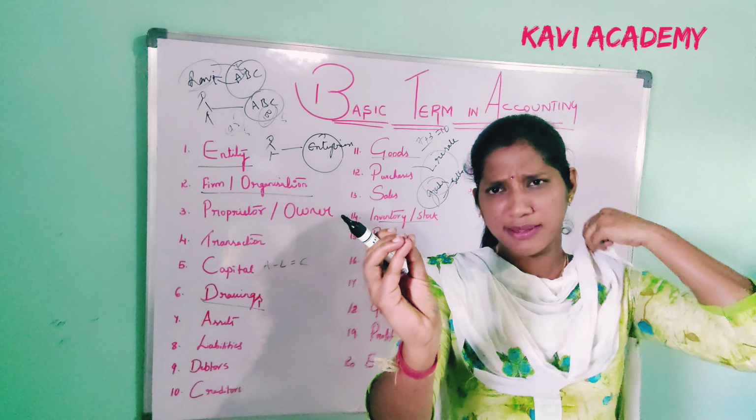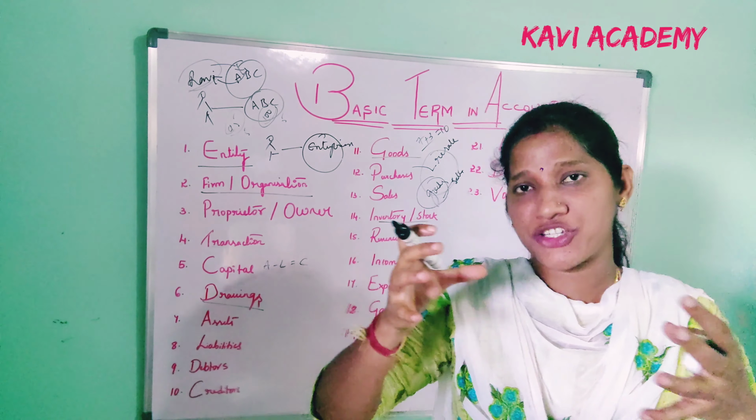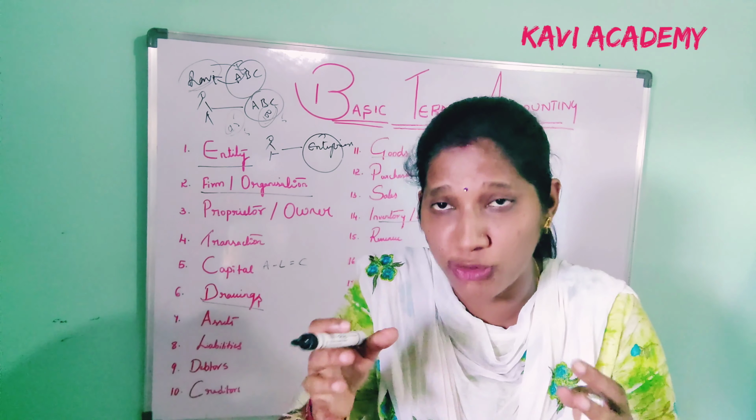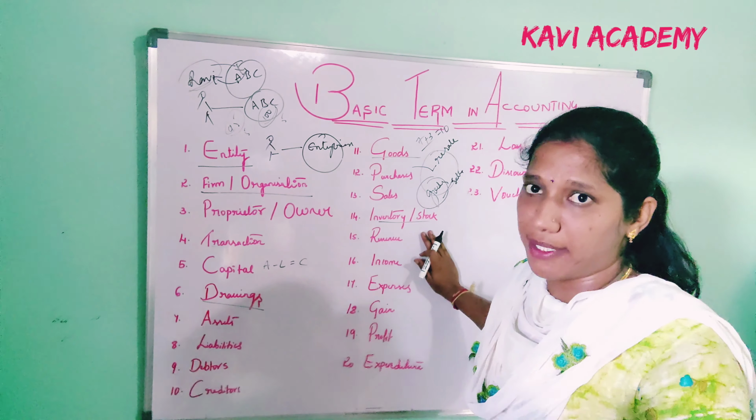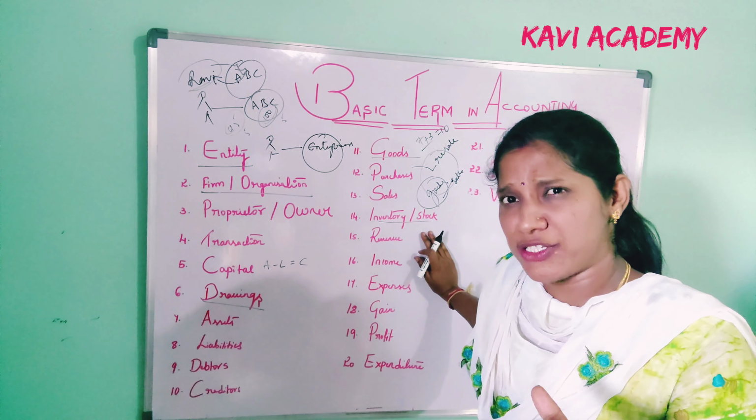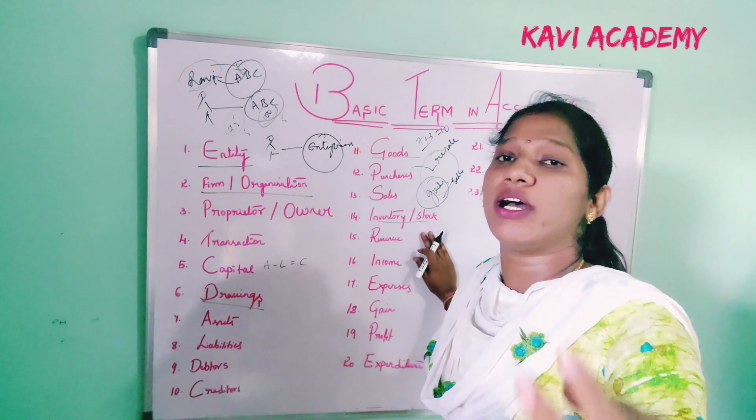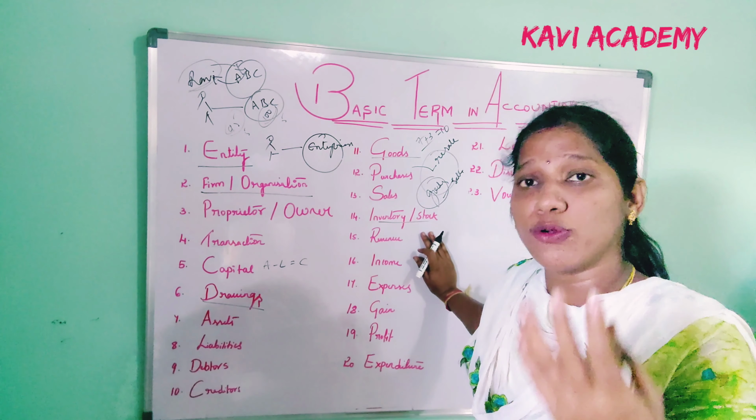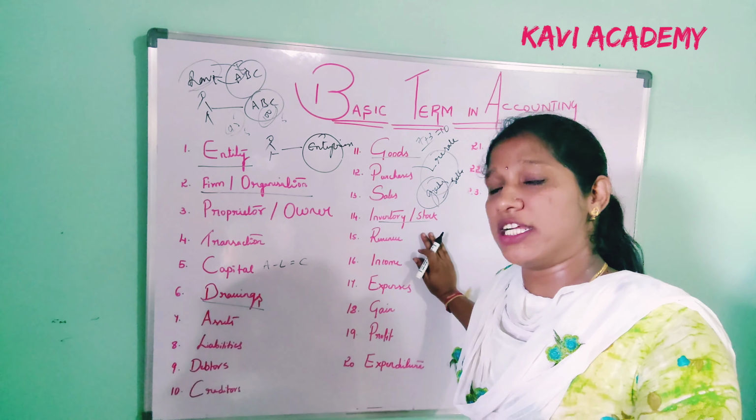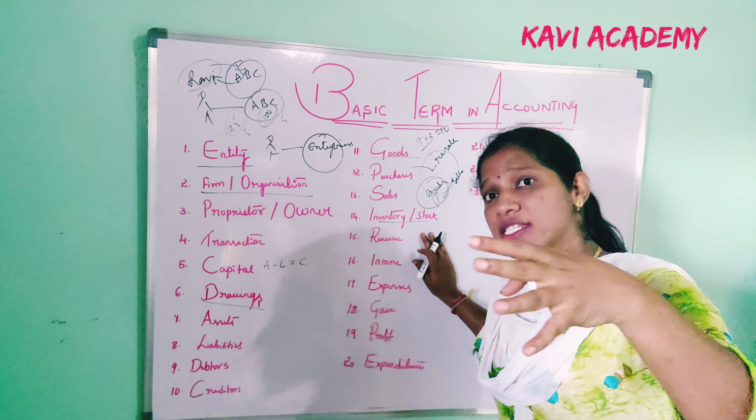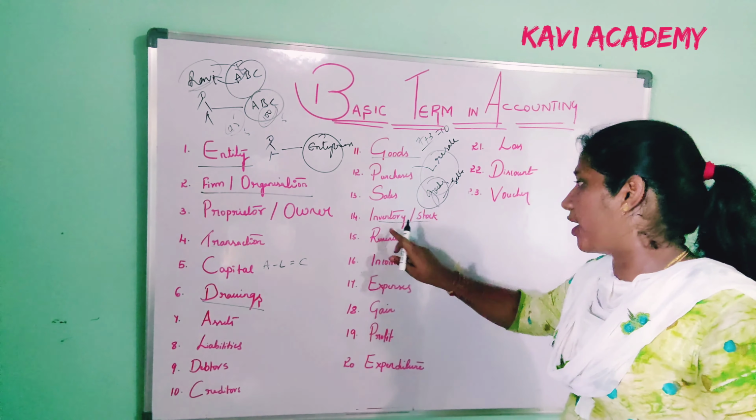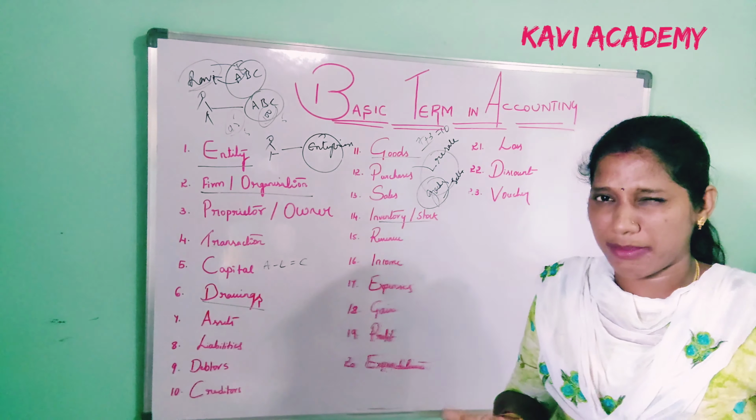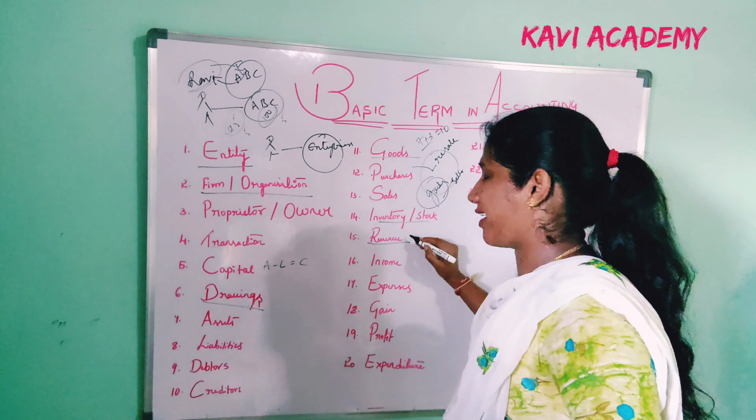Now come to inventory or stock. Inventory or stock means the goods remaining after manufacturing or consumption, which we are storing in a particular place, are known as inventory or stock. Inventory or stock means the remaining goods left while using the goods, while you are in work in progress, which we can call inventory or stock.